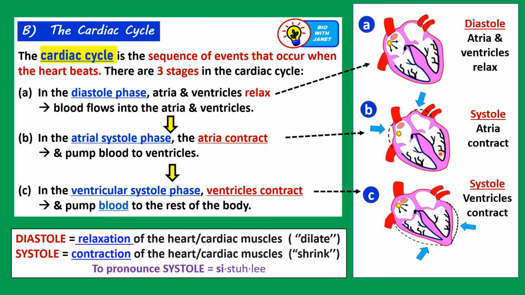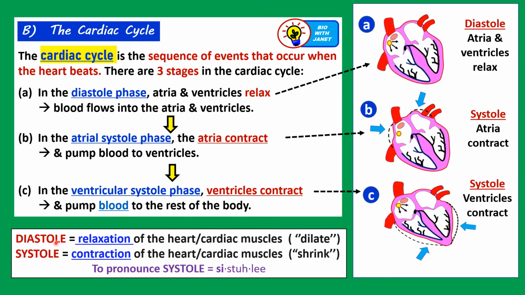Then the last phase is called the ventricular systole phase. This is when the ventricles now contract. So the ventricles don't contract in the second stage together with the atria. They contract after the atria have contracted. So in the ventricular systole phase, the ventricles now get their turn to contract, and this will pump the blood out of the arteries to the rest of the body. So there are three main phases.